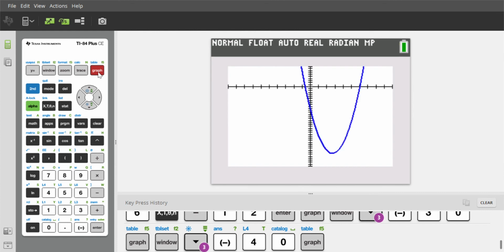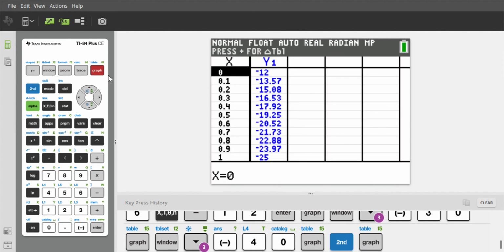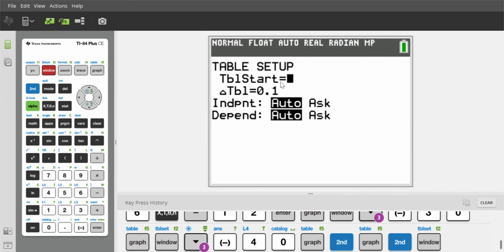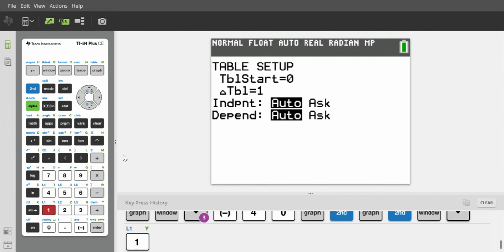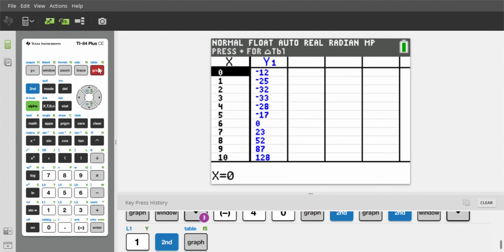Okay, notice all I had to do was change the window in order to see the entire quadratic, the entire parabola. So I'm going to go to my table. And remember I had it in tenths. It stays in tenths until you change the table. So I'm going to go to second table set. And 0 is fine, but instead I'm going to just have it go by ones. Okay, and I'm going to change my table.